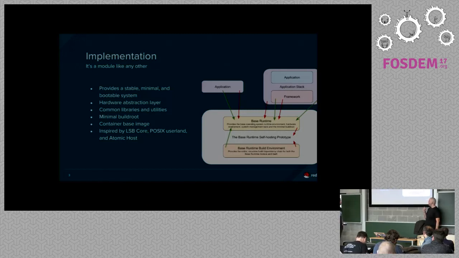The components that we include were inspired by the LSB core set, POSIX userland, and the atomic host. Currently, we include 700 binary RPMs defined by roughly 170 source RPMs. When installed as a container base image for Docker, it's 82 packages and takes roughly 88 megs of disk space.